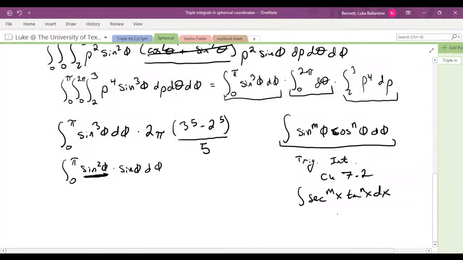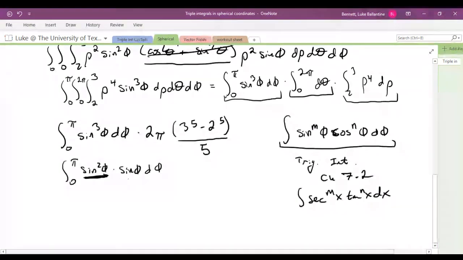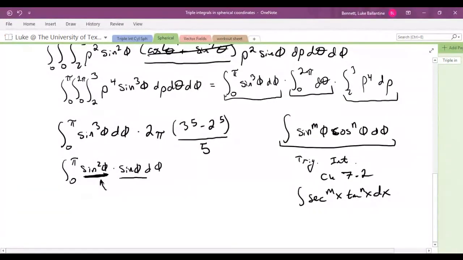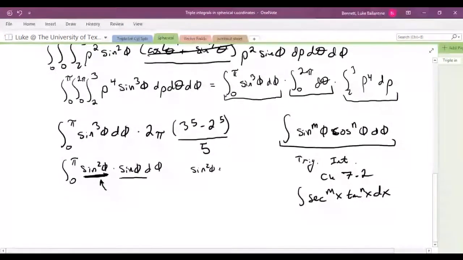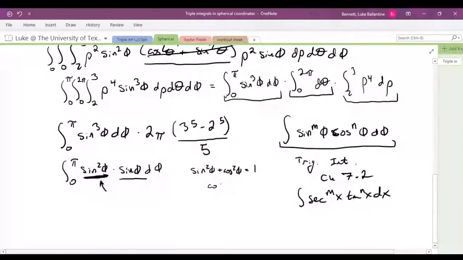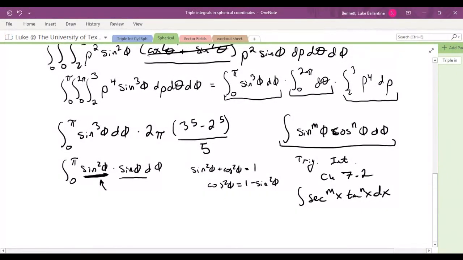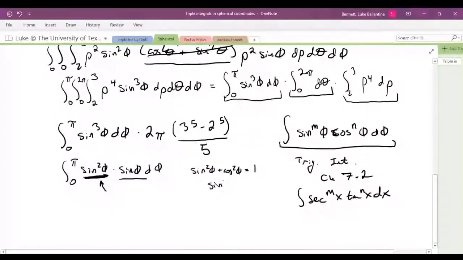The whole process is you peel off 1 as a proper first step, and then you convert the rest using the Pythagorean identity. And after that, it's just a nice u substitution. So we have sine squared phi plus cosine squared phi equals 1. That is cosine squared phi equals 1 minus sine squared phi. I did that backwards, didn't I? Okay. Well, we know that sine squared phi equals 1 minus cosine squared phi.